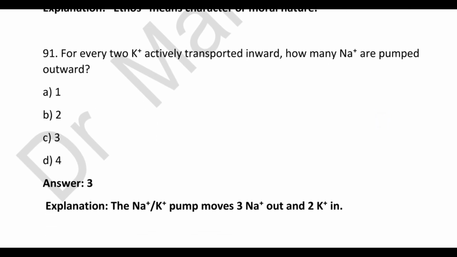For every 2 potassium actively transported inward, how many sodium are pumped outward? Correct answer is option 3, because the sodium potassium pump moves 3 sodium out and 2 potassium in. So you have to memorize this on your fingertips because they often confuse students with these values.